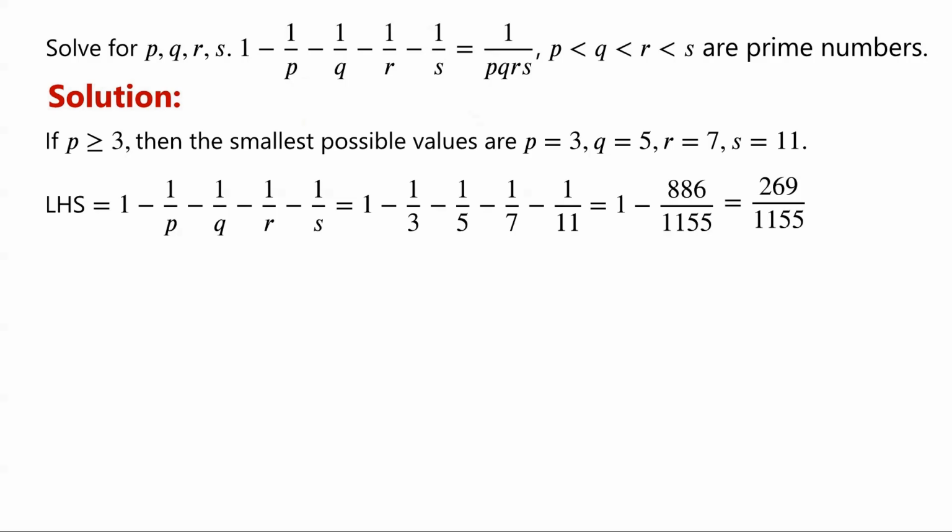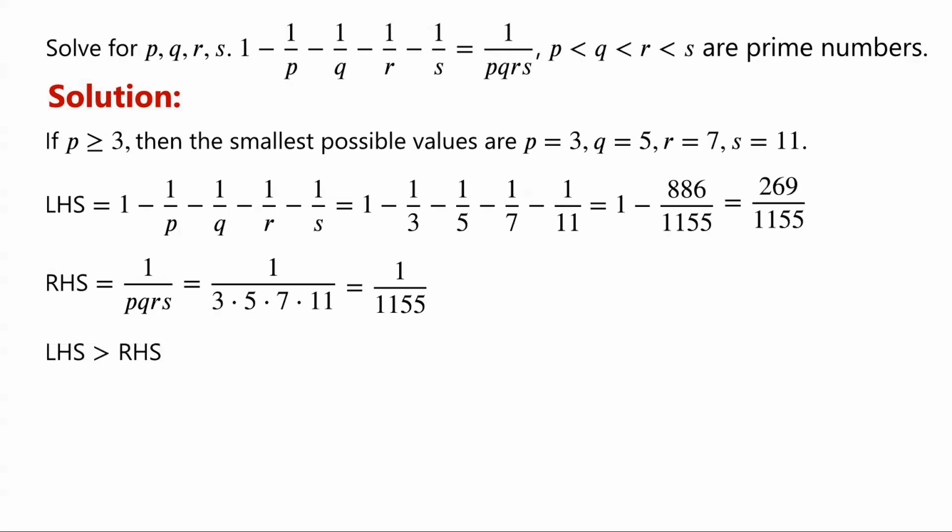1155. The right-hand side of the original equation equals 1 over 3 times 5 times 7 times 11, which is equal to 1 over 1155. Clearly, the left-hand side of the equation is larger than the right-hand side.